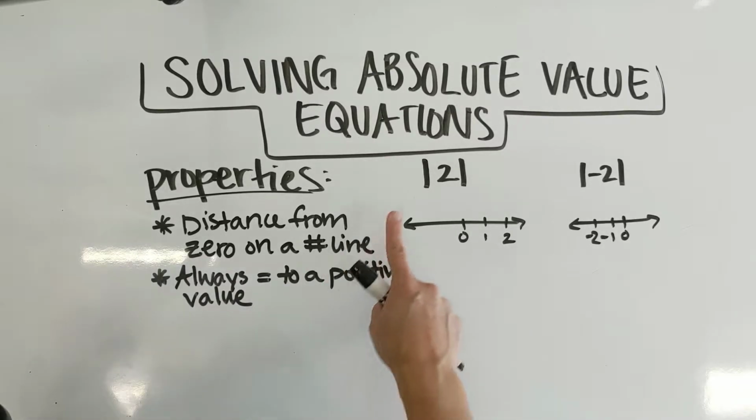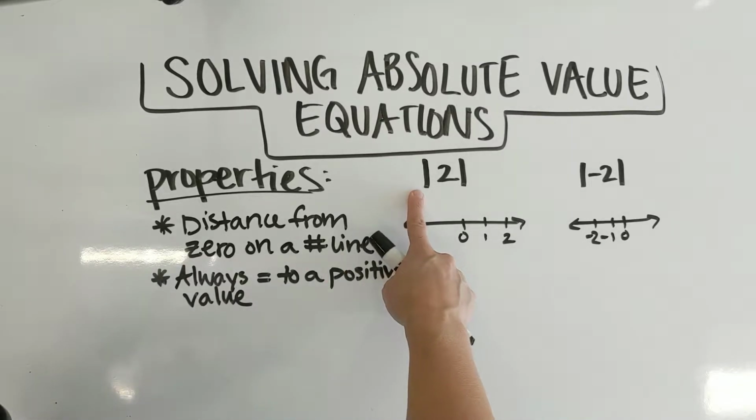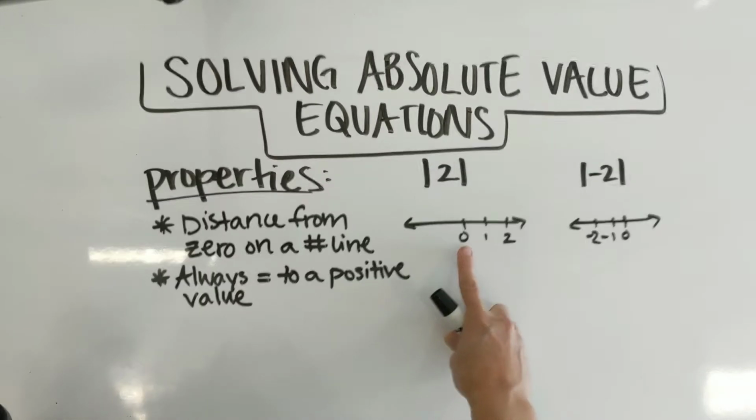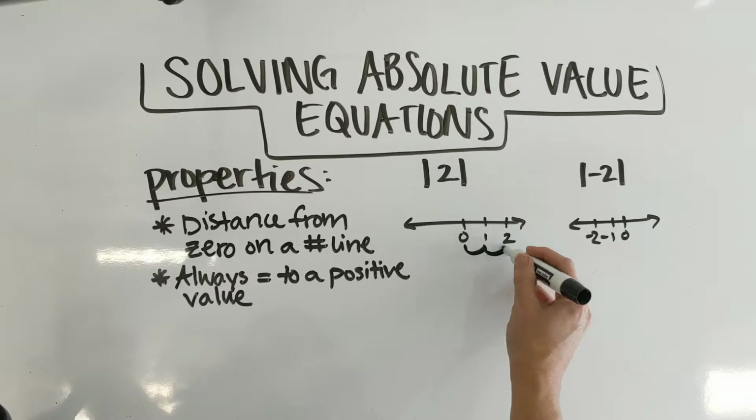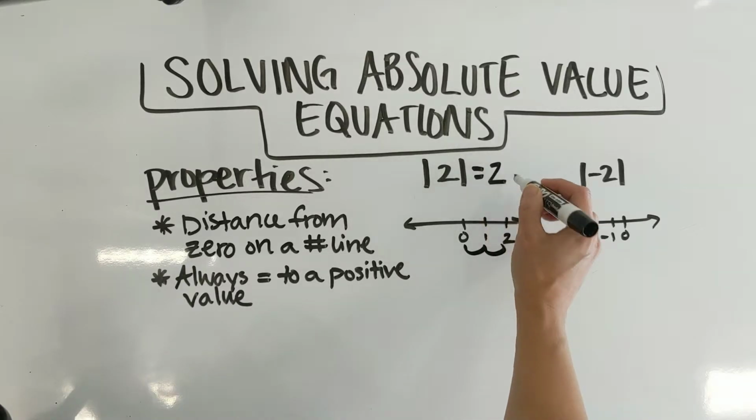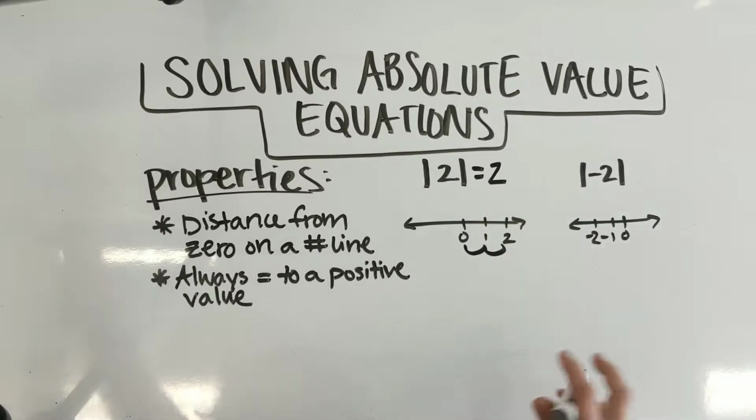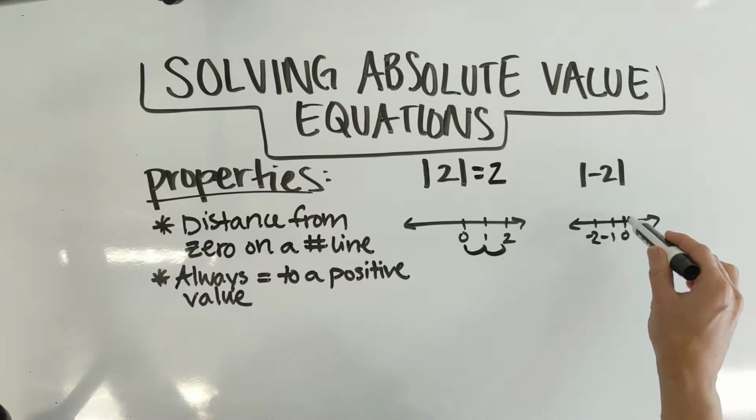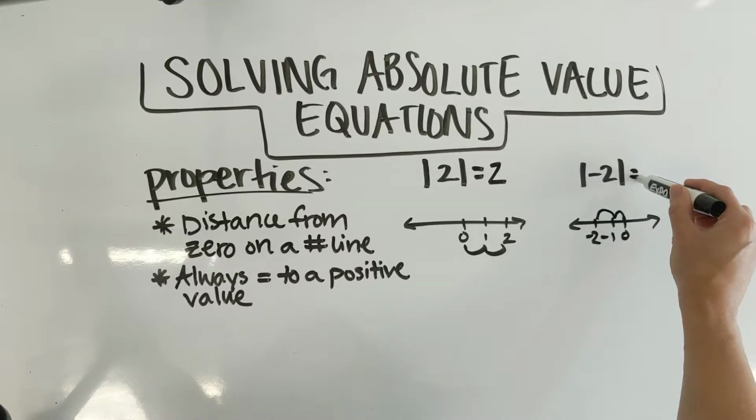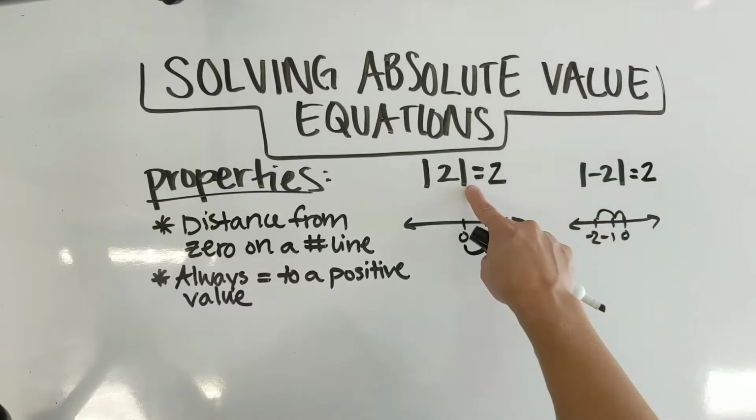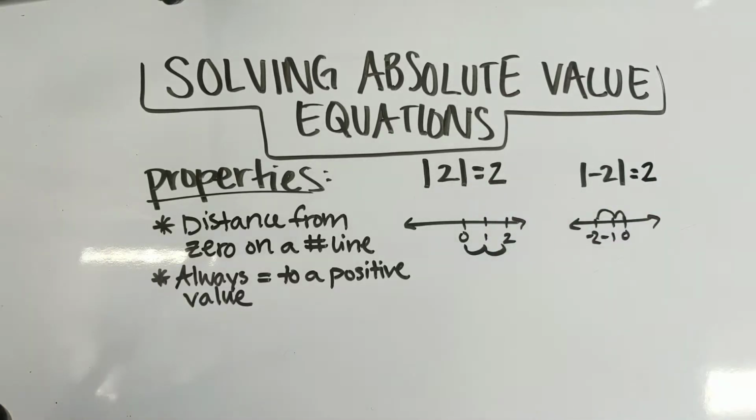For example, if I have the absolute value of 2, it's really just asking me how far away from 0 is 2? Well, it is 1, 2 spaces. So the absolute value of 2 is equal to positive 2. But if I'm asked how far away from 0 is negative 2, it's still just 1, 2 spaces. So we know our absolute value is always equal to this positive number.